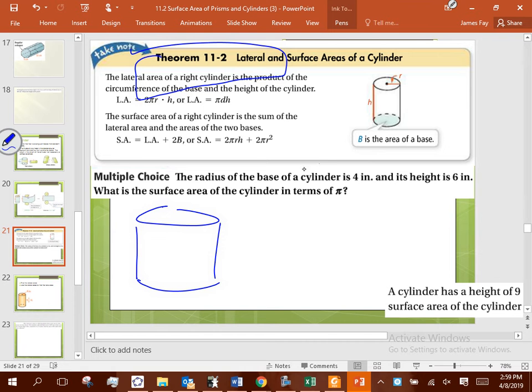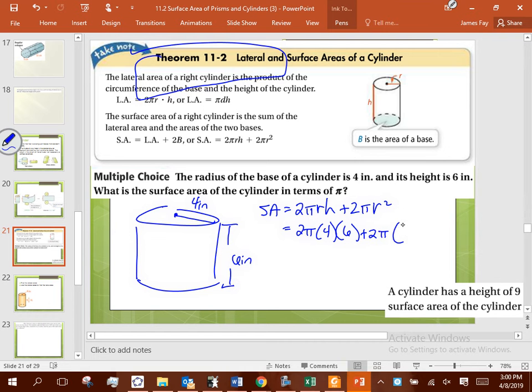And they ask us, okay, it says the radius is 4 inches. And the height is 6 inches. So if I want total surface area, 2 pi RH plus 2 pi R squared. What is R? The radius, which was 4. What's H? 6. What's 4 squared? 16.